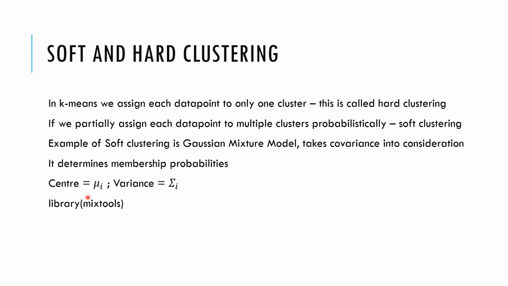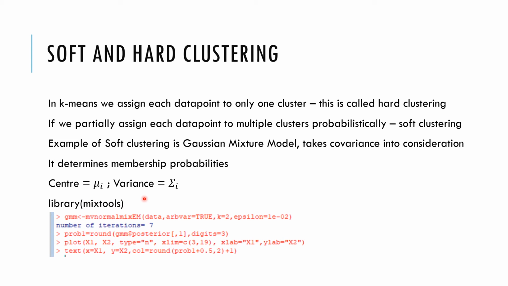There is a package called mixtools you can install on your R, and that package has a function called mvnormalmixEM, and it asks for different parameters like data, arbvar true, which means each cluster will have its own variance, centers is 2, like 2 clusters, epsilon values, and then probability. So this is the name of the model that we built, right? This has a component called posterior. This gives us the probability value of each data point belonging to different clusters.